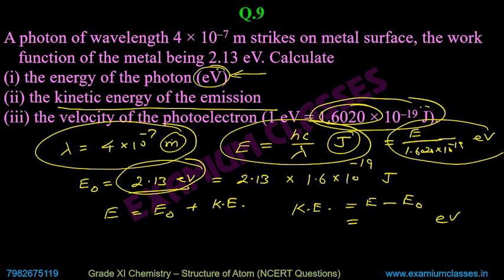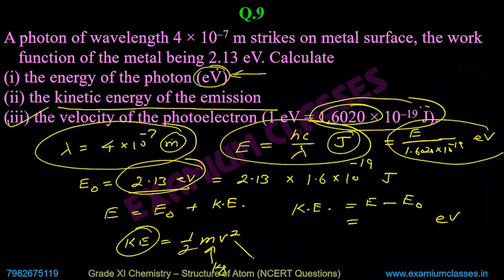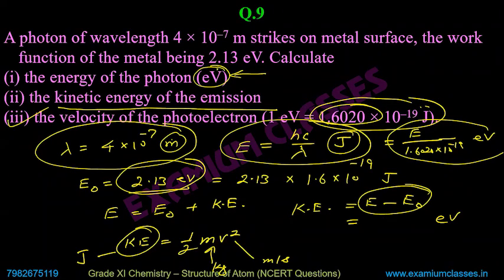Now, for the third part, to get the velocity, we apply kinetic energy equals half mv square. Here, kinetic energy must be in joules, because mass will be in kg and velocity you will get in meter per second. So kinetic energy must be in joules so that all are in SI units and you don't make any mistake. Don't use the value in electron volt here. It must be in joule. So convert it into joules first by multiplying by 1.6 into 10 power minus 19.